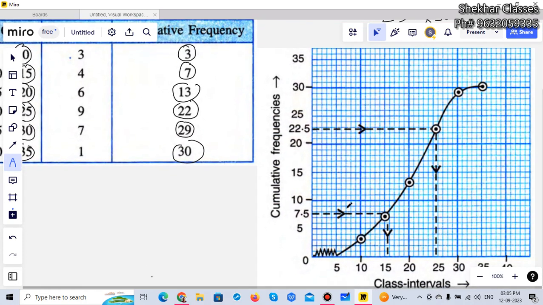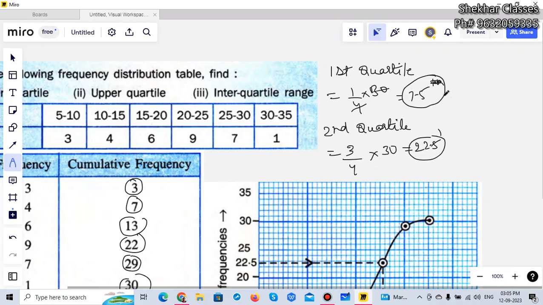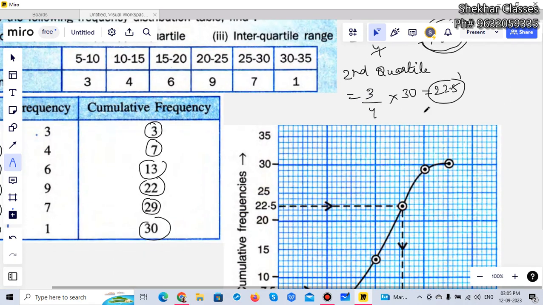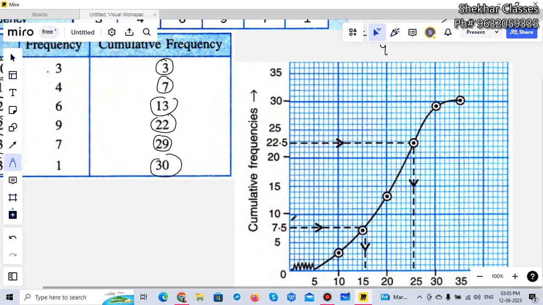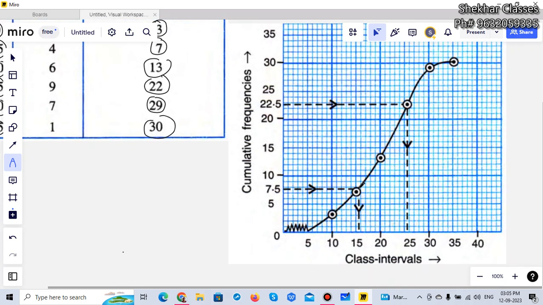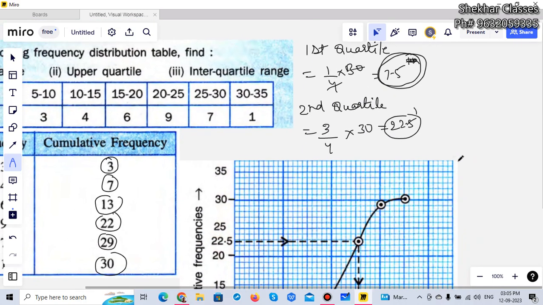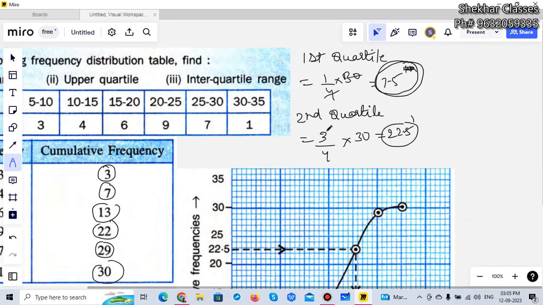Now you draw the graph. We found that the first quartile position is 7.5. So 7.5 is the cumulative frequency. Just mark 7.5 on the cumulative frequency axis, draw a line parallel to the x-axis, and wherever it intersects the ogive, from there you draw a line parallel to the y-axis, and you find something coming as 15 point something, right? We'll check what exactly is coming up here.